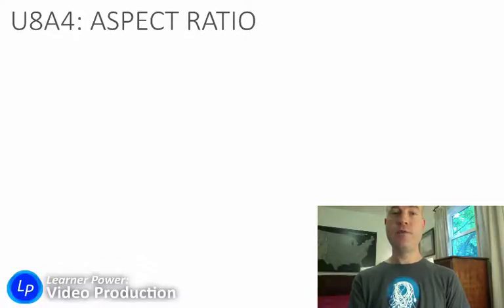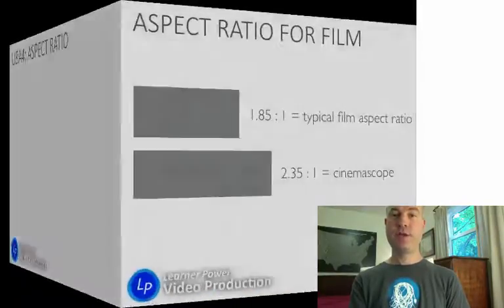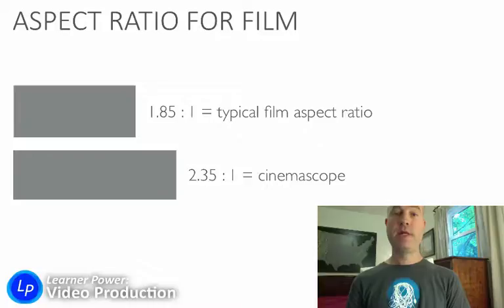In Unit 8A4, I'm going to talk about aspect ratio. Aspect ratio is a ratio of the width, the first number, which is how wide an image is, to height. The second number is how high the image is. So aspect ratio comes to us from the film era.